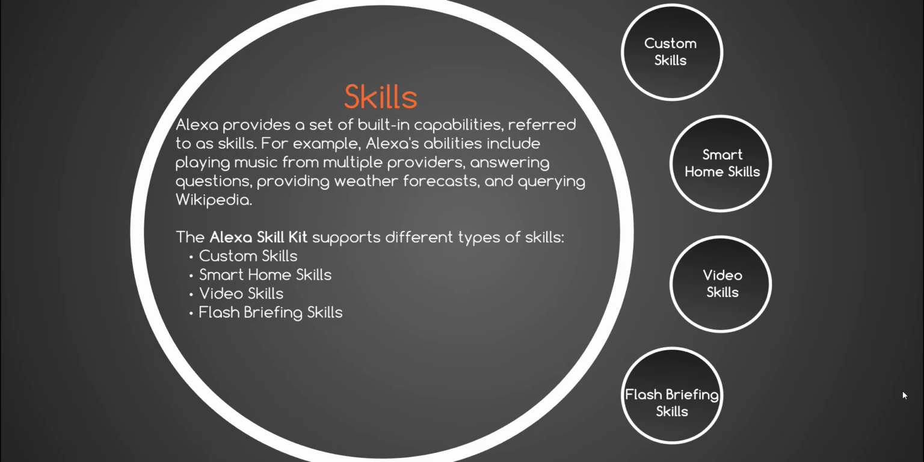In our last session, we spoke about custom skills. This is where we'll be spending the majority of our time in the series. However, I do want to at least inform you about the other capabilities that you as an Alexa developer have. The Alexa API offers various different categories that you can develop skills within, and namely they are custom skills, smart home skills, video skills, and flash briefing skills. So let's take a closer look at smart home skills.